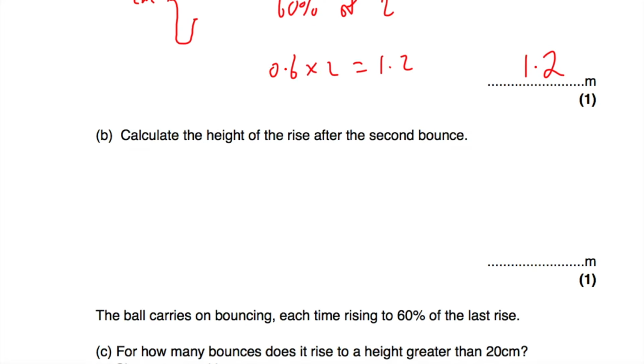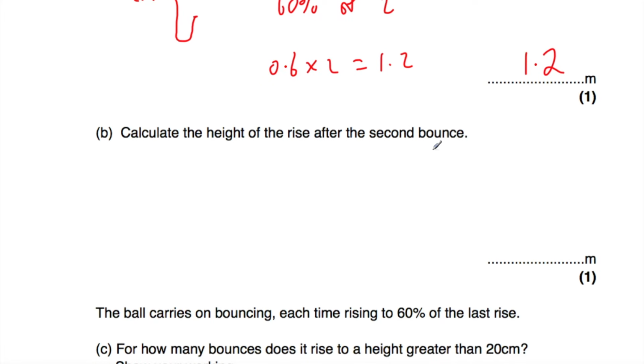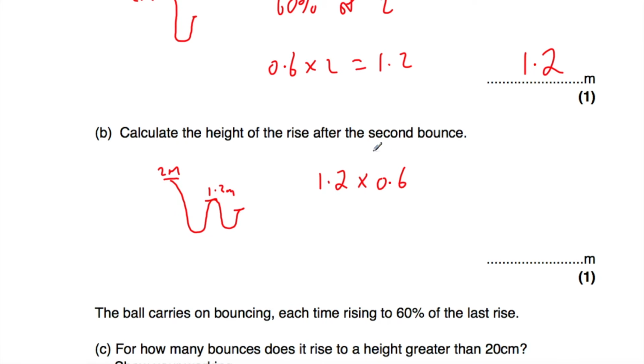Okay, next, part B. Part B says calculate the height of rise after the second bounce. So the initial height was 2 meters, it goes down, it bounces, and it goes up to a height of 1.2 meters, and then it goes down again, and then it goes up. So it's bounced once, twice, and it's gone up to this height. To work out this height, we just need to do 60% of 1.2 meters. Every single time we just work out 60% of the previous height. So if we do 1.2 multiplied by 0.6, that's equal to 0.72.